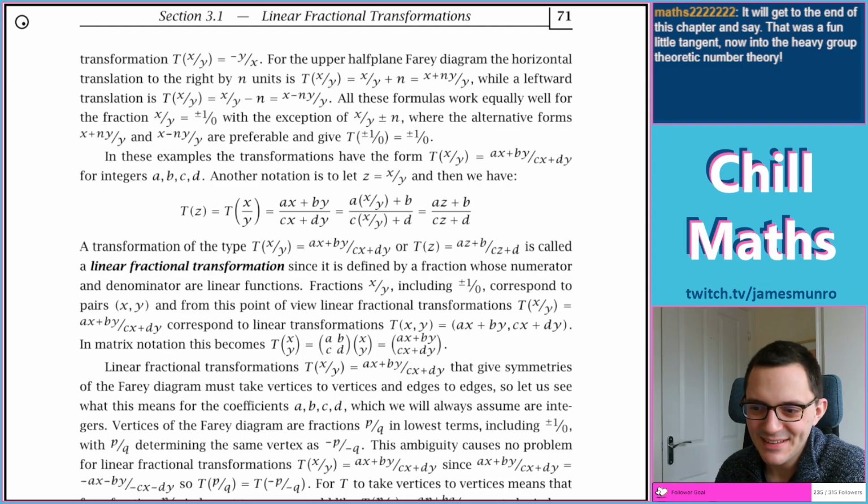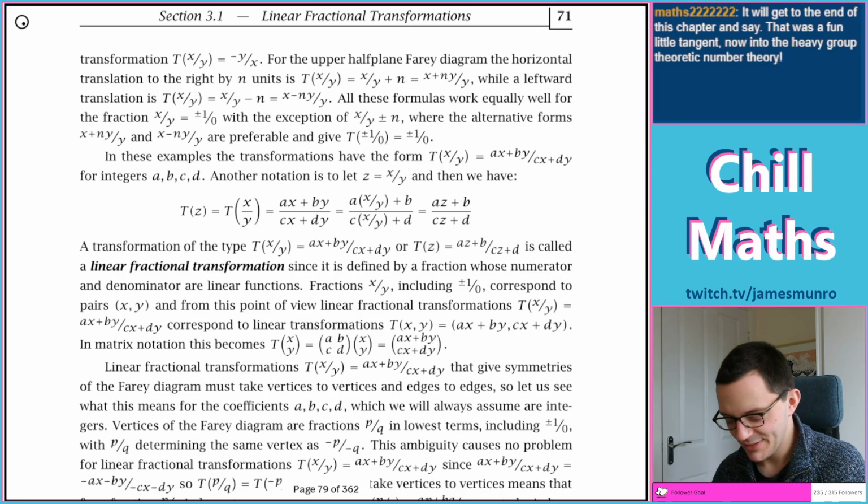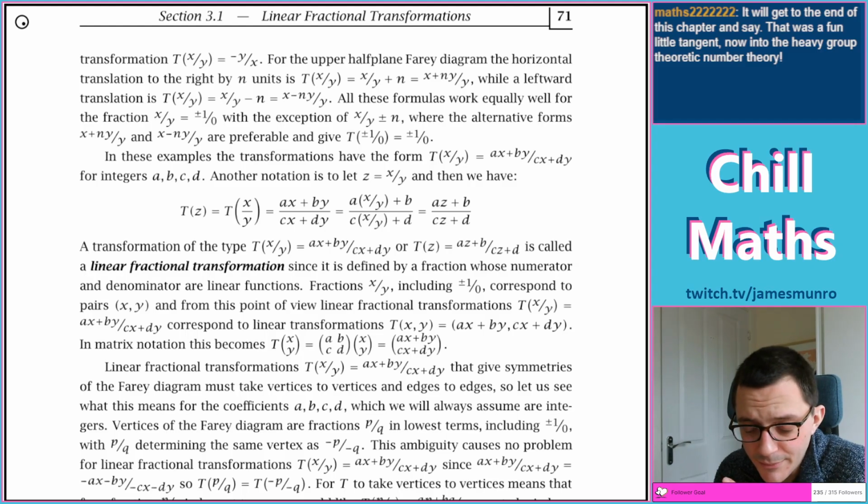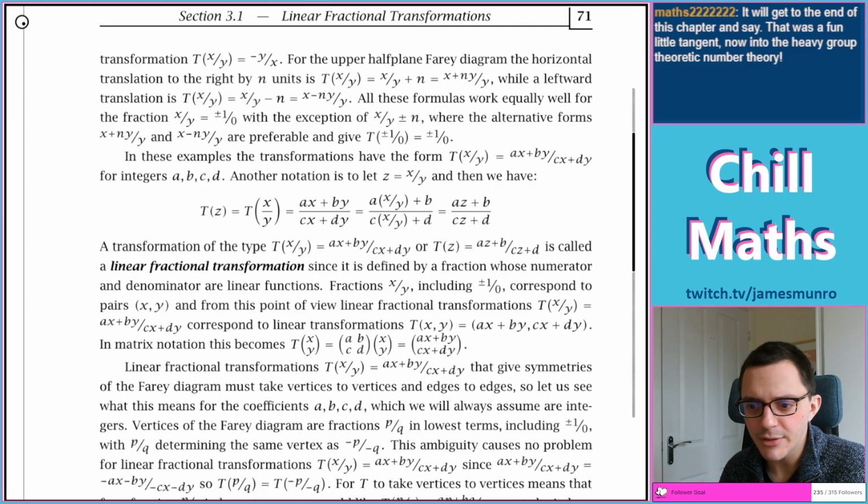Good. Okay, we've got these az plus b over cz plus d. What did I tell you? Aha! Brilliant stuff. Are we now going to prove things like, at one point in my life I did learn lots of facts about Mobius maps, and we're going to learn them all again now. Here we go. Fractions x over y, including plus or minus 1 over 0. What are you doing here? Correspond to pairs. Yeah, correspond to linear transformations.